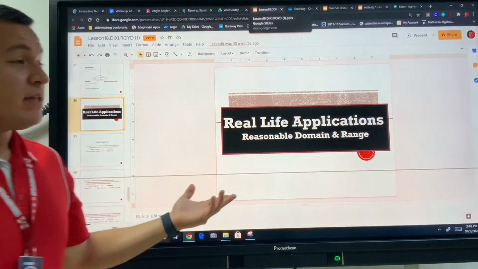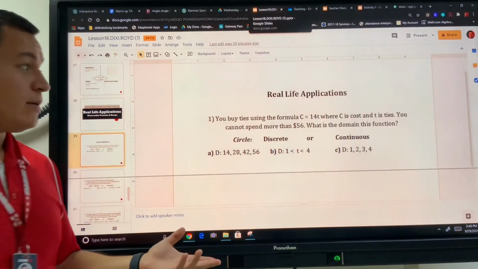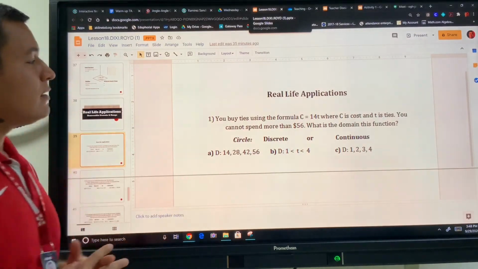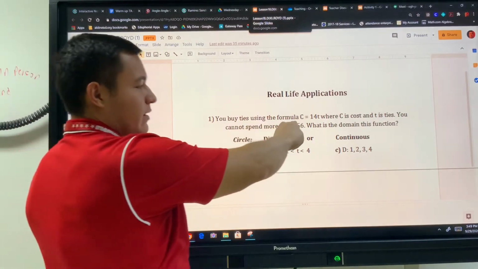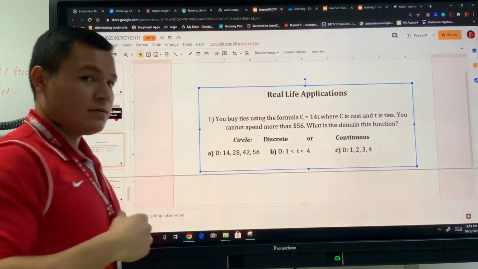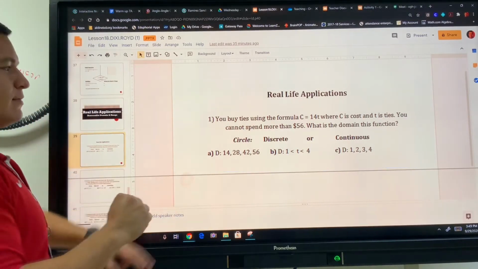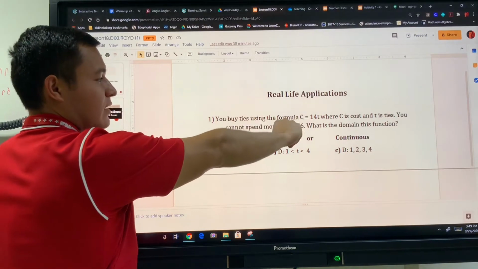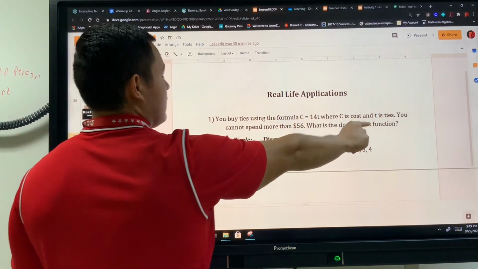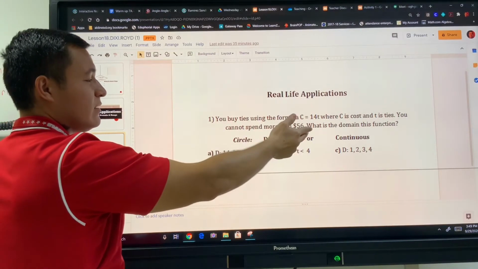Finally, we're going to do the real life for domain and range. The zooming options on Google Slides is really bad. Say you were buying ties with this formula. Like these are business ties. Girls can wear business ties too. The cost of the ties is 14 times each tie. C is the cost, T is the ties. You cannot spend more than $56. What is the domain of this function?